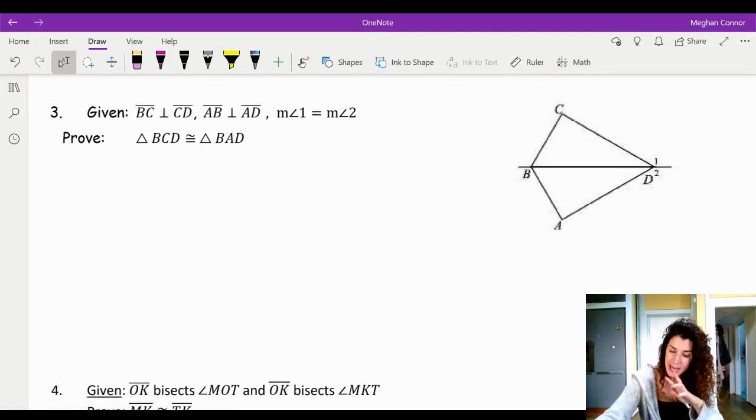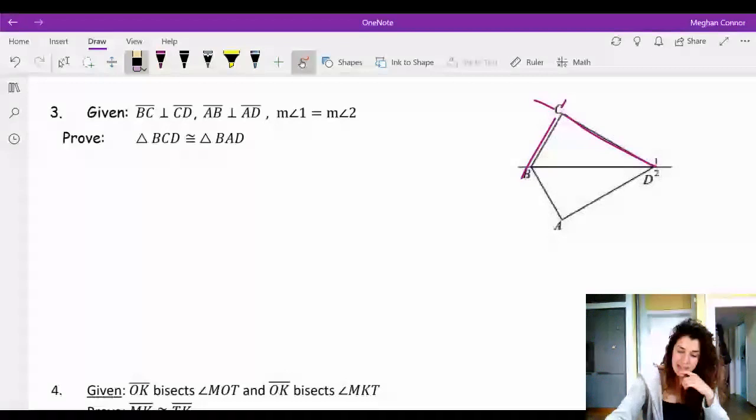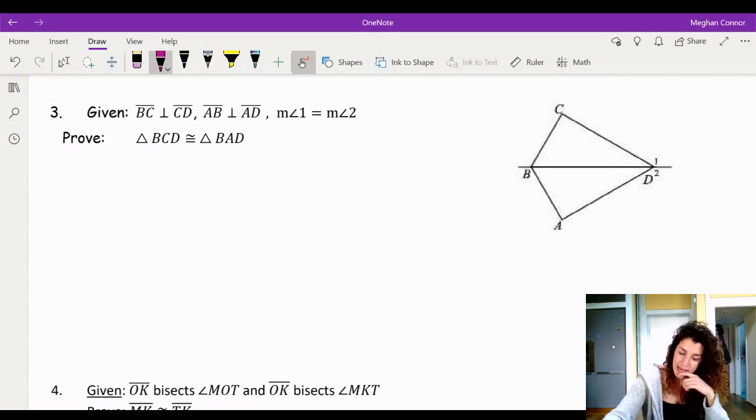We are given that BC is perpendicular to CD. So, we're given that BC and CD are perpendicular. So knowing that perpendicular means that it creates 90-degree angles. That's it, right? And then we're also given that AB is perpendicular to AD, again, creating 90-degree angles.